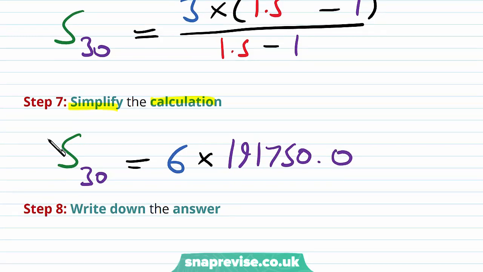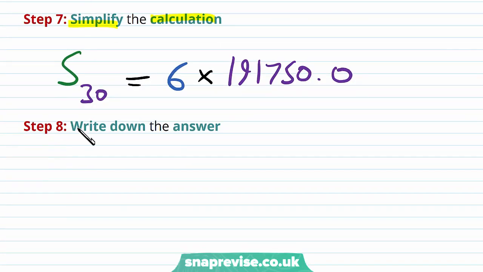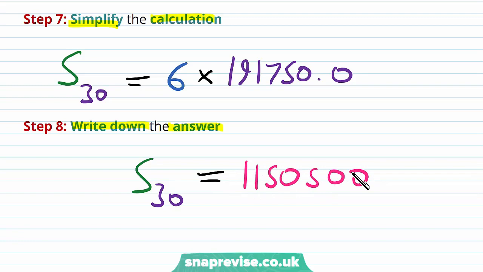So it's important to keep enough accuracy early on in order to be able to find the overall final answer correctly. Our eighth step is to write down the answer, and therefore by multiplying, we have that s subscript 30, the sum up to 30 terms, is equal to 1,150,500.